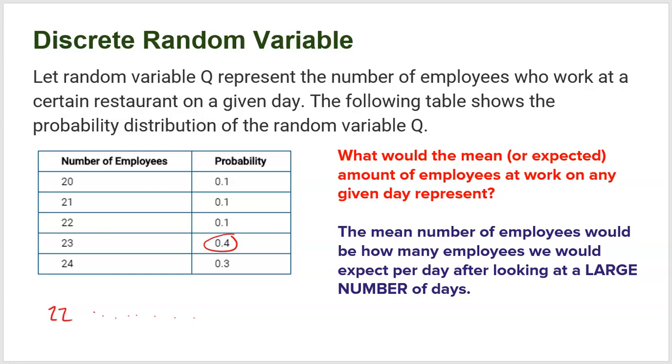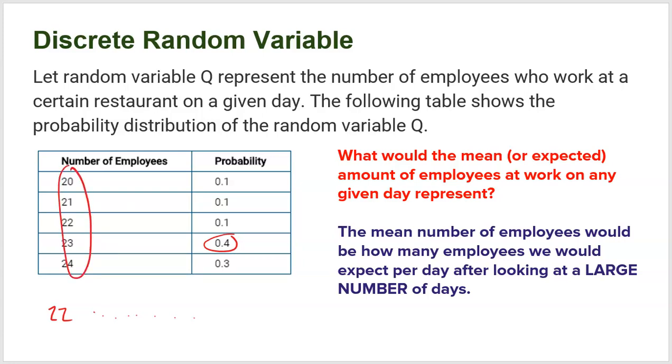That would be the mean, the expected value. How many employees would you expect to see over a large number of days? So the law of large numbers helps us understand probability, but it also helps us understand the mean of a random variable. Now, how do you find the mean? Because it's not just adding up these 5 values and dividing by 5.